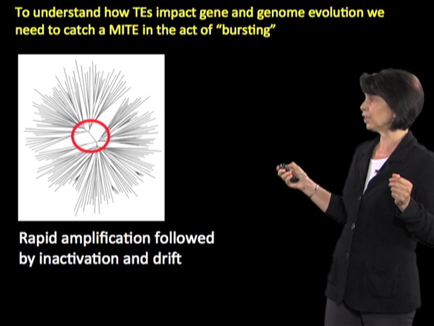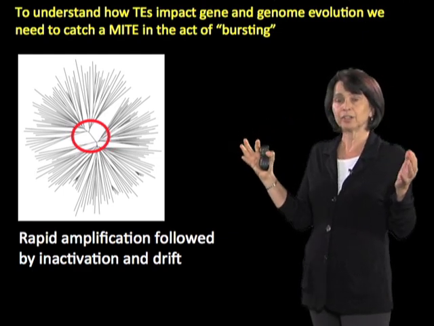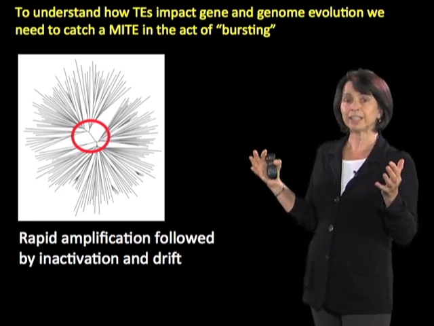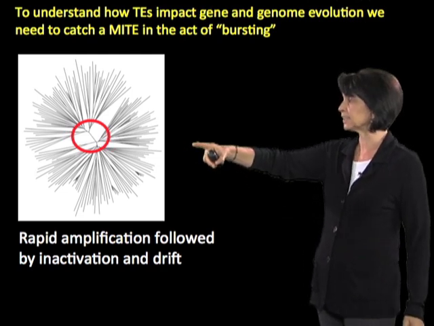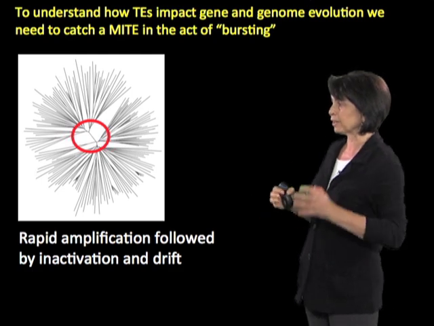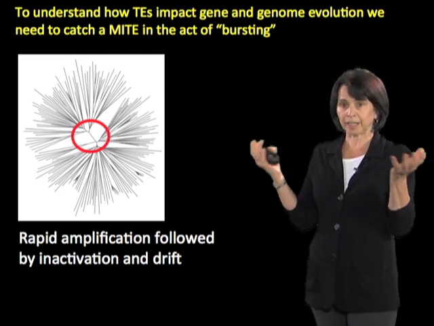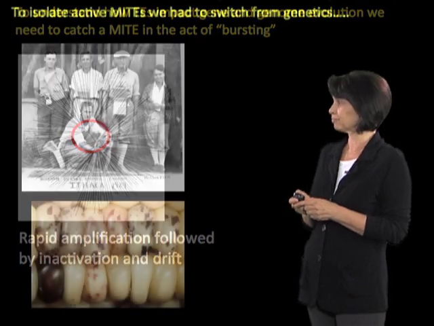Okay. So in order to understand how those elements amplified without killing the host, we need to, as I said before, catch a mite in the act of bursting. And that's this central region, this red circle here, where the element is rapidly amplifying. And that's what the rest of this talk is about.